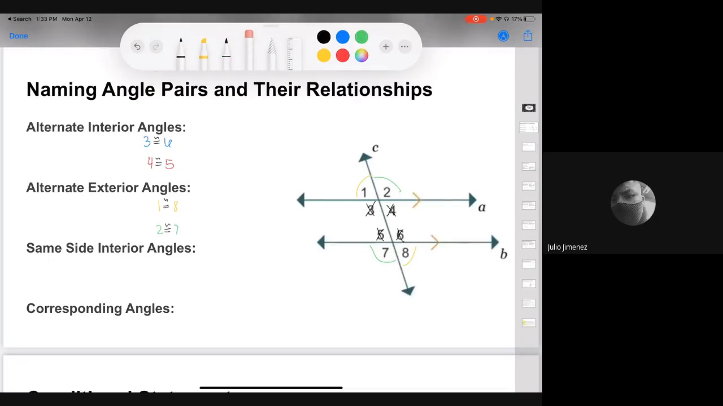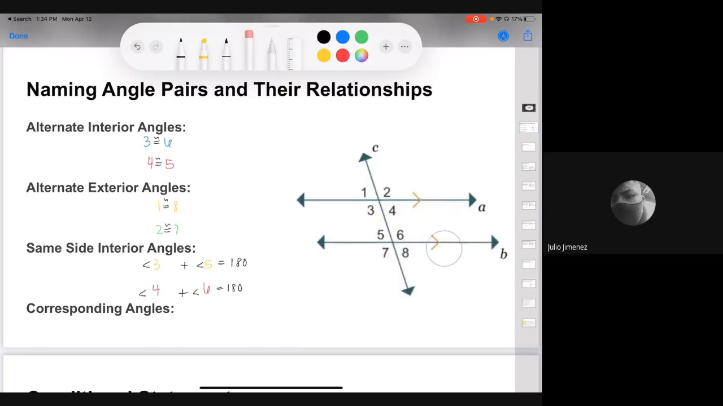We also looked at same side interior angles. These are interior angles, and they are on the same side, so 3 and 5 and 4 and 6. What we learned about these is that these angles are supplementary, so if you add them together, they have to equal 180 degrees. And that's same side interior angles.